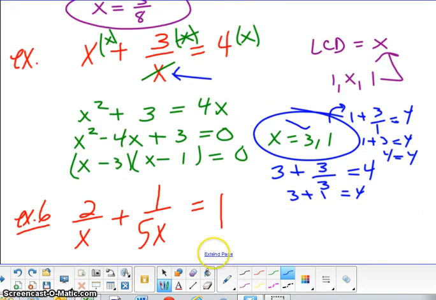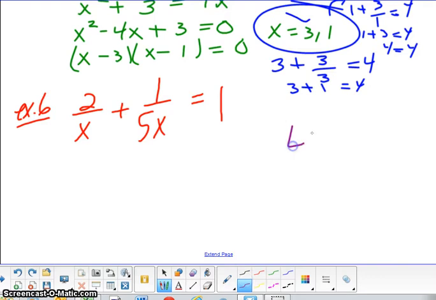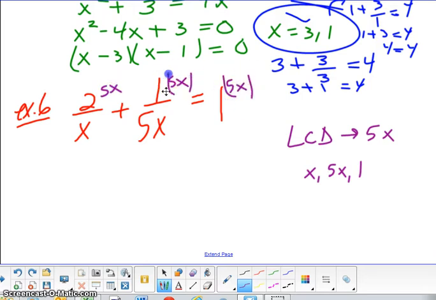Okay, the next one, the LCD is going to be 5x, because x and 5x and the invisible 1 are the denominators, and they all go into 5x very nicely. So I'm going to multiply every single term by 5x. What ends up happening on this one, the x's will cancel, leaving me with 10. The 5x's will cancel, leaving me with just 1. And that's going to be set equal to 5x.